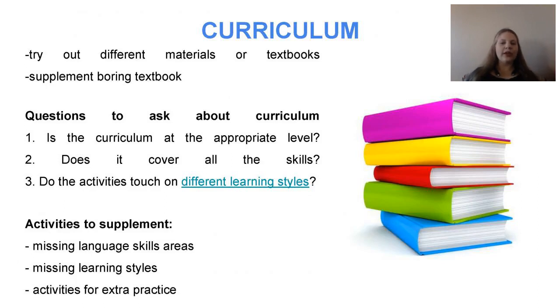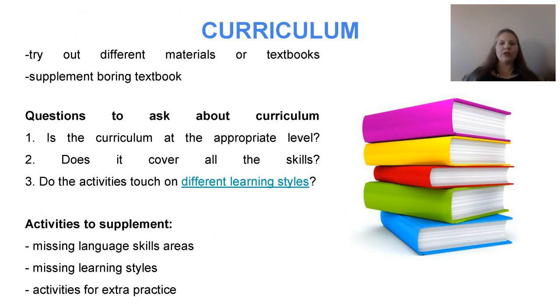And the third question when looking at the curriculum is, do the given activities touch on different learning styles? So, for instance, are there activities that have students working on their own, as well as activities that have them working in groups? Is the curriculum communicative? Does it include something visual, something oral, something kinesthetic, something logical, something social for each of the learning styles? So again, you need to make note. For example, if the textbook you're using has no visual activities or visual material, then you might need to supplement it.